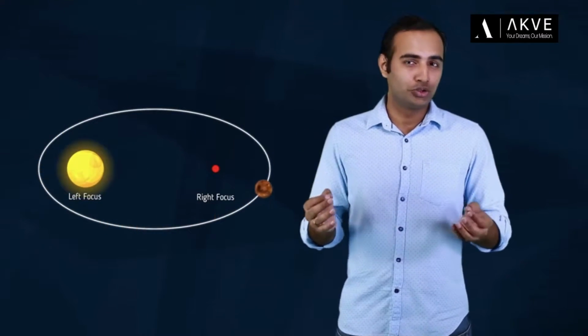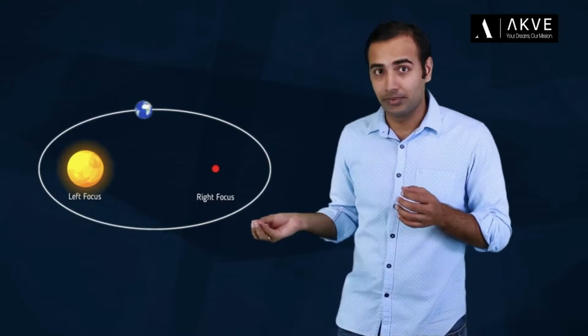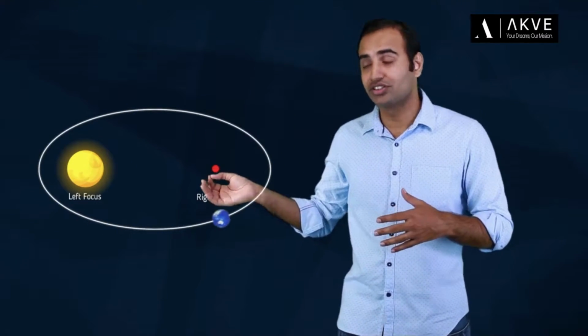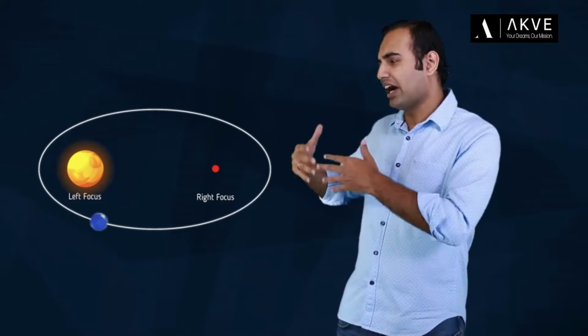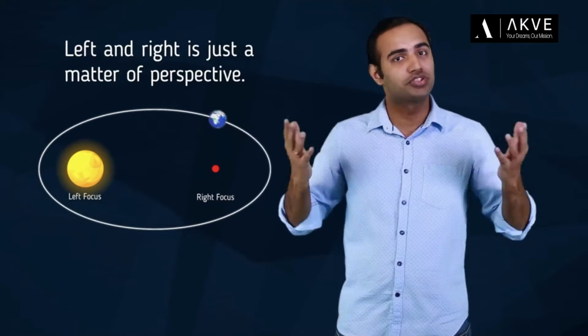So if we assume this as the path of our own planet Earth around the sun, then the position of the sun would be at either the left focus or the right focus. It can be either of them because left and right is just a matter of perspective from where you are observing.